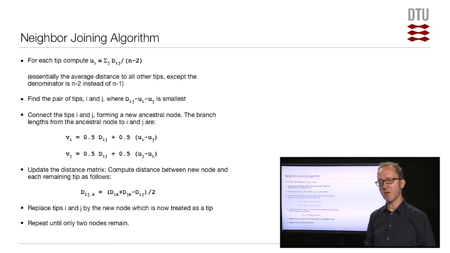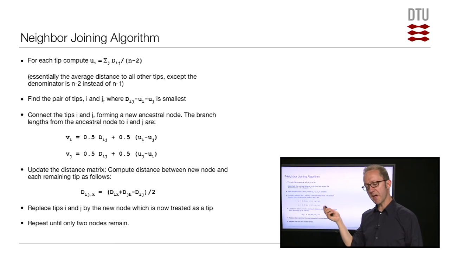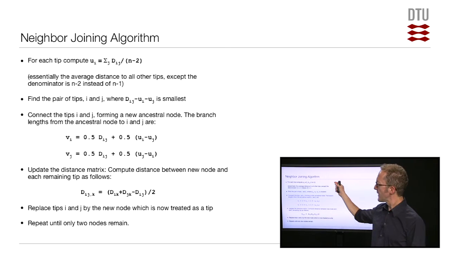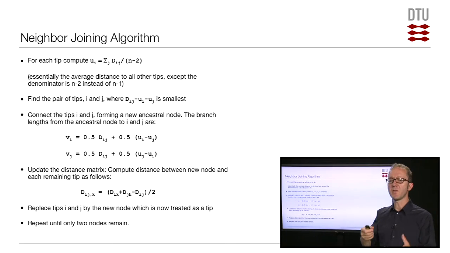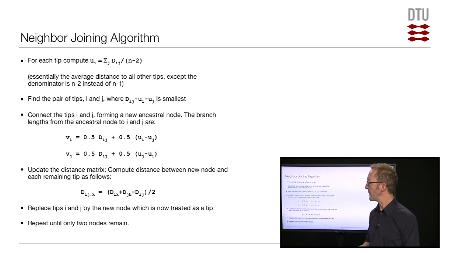It may not make sense while I'm going through it now, but after I've done that, I will walk you through an example where we use the neighbor joining algorithm on a real distance matrix to build a tree, and you will see how that works out. So the idea in neighbor joining is that you compute a particular measure that you use as the basis for deciding which nodes to combine.